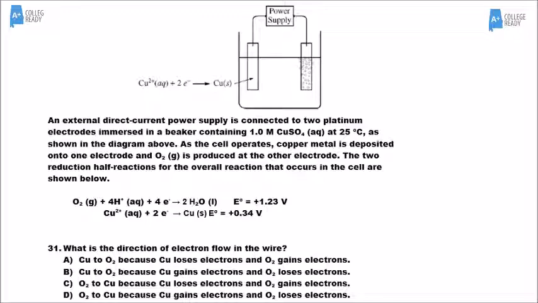As the cell operates, copper metal is deposited onto one electrode. Notice also that there's a power supply, so this is an electrolytic cell. What's happening in the cell is that the copper ions in solution are gaining electrons and becoming solid copper. Therefore, the copper ions are being reduced and forming copper, which means the electrons are going from the right-hand electrode over to the left-hand electrode, which gives us answers either C or D, and letter D indicates that copper is gaining electrons, which is what the diagram suggests.